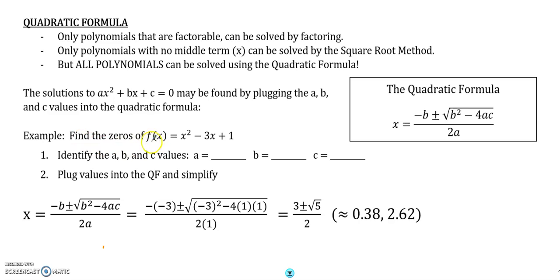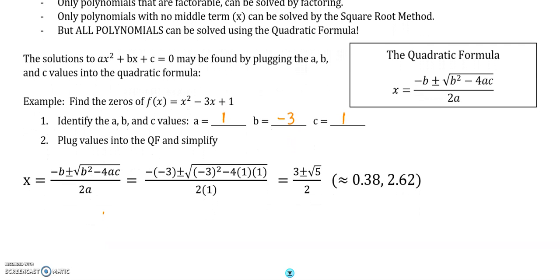This is find the zeros of f of x equals x squared minus 3x plus 1. First, we have to identify the a, which is the coefficient of x squared, so that's a 1. We need to identify the coefficient of b, which is negative 3, and the constant term c, which is 1. Then we just plug in, and it's super important that you plug in carefully and follow your order of operations.